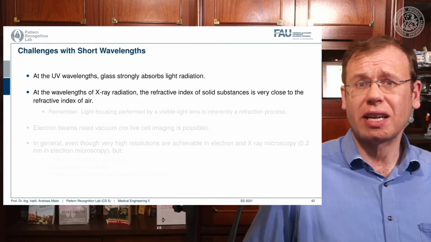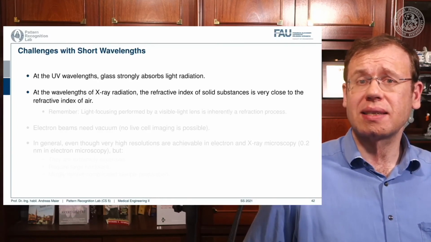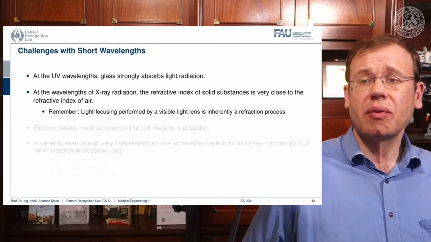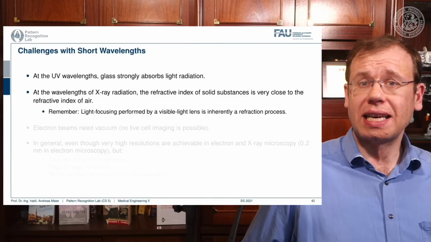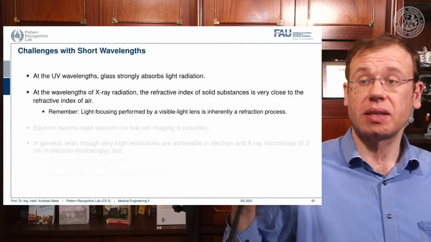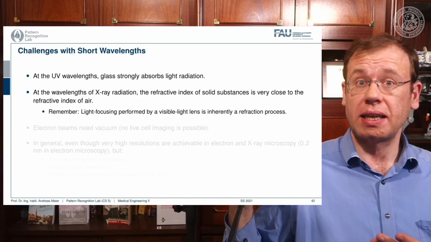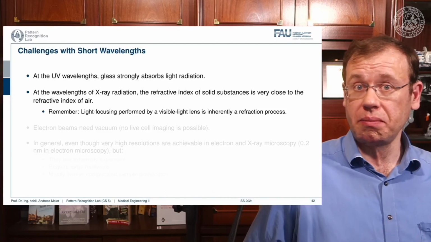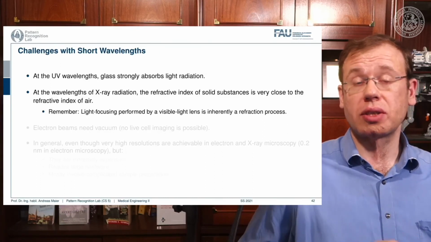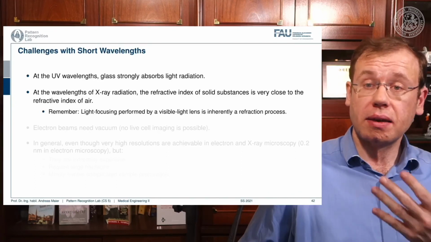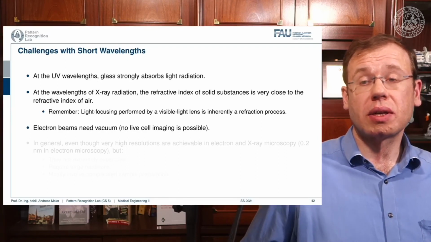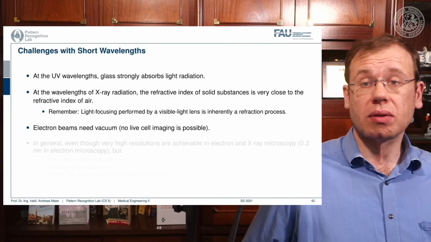So you don't get any refraction anymore, which means that the classical lens systems don't work in this kind of environment. So there we will have problems with building classical lenses, and we can't use the lenses that we discussed in the first part of the video here. So this is inherently a refraction process, and the problem with X-rays is that they basically don't reflect. So you don't have the classical lens systems. There are approaches to do this with X-ray lenses and so on, but we also don't discuss them in this video here. Well, electron beams need vacuum, so there's no living cell imaging possible, and also no living specimen.